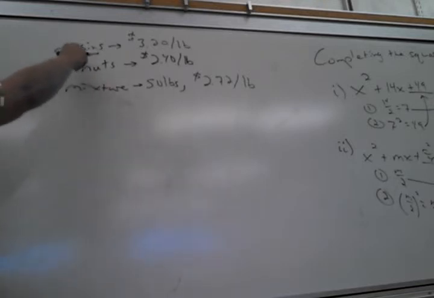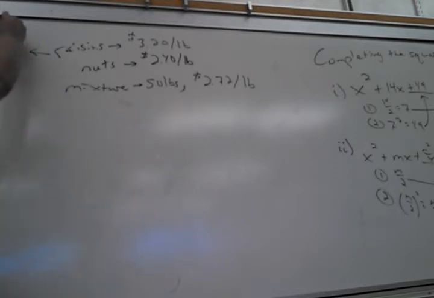So how many pounds of raisins do I use? X. Good. How many pounds of nuts? Y. Okay, that's fine. Use R and N. Beautiful. Use whatever you want. I would probably use R and N. I was trying to make it relate directly back, but screw it. We got X and Y.